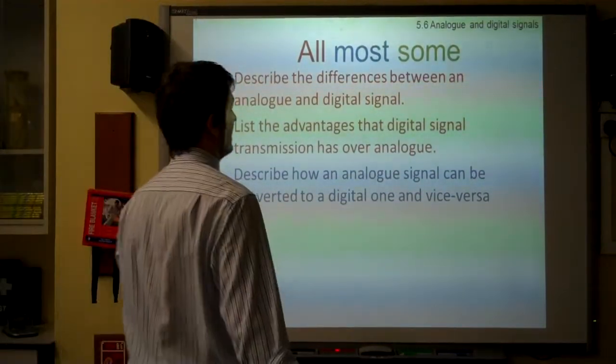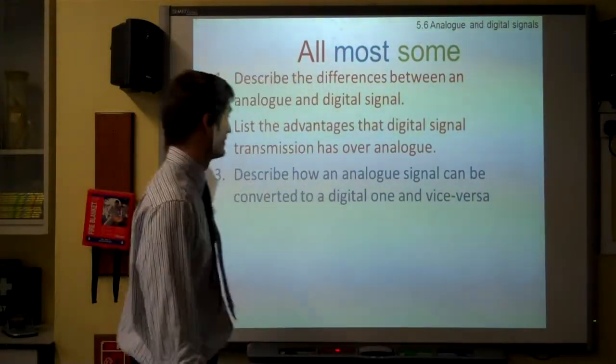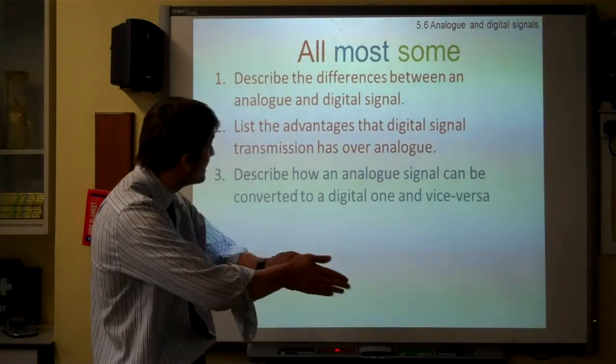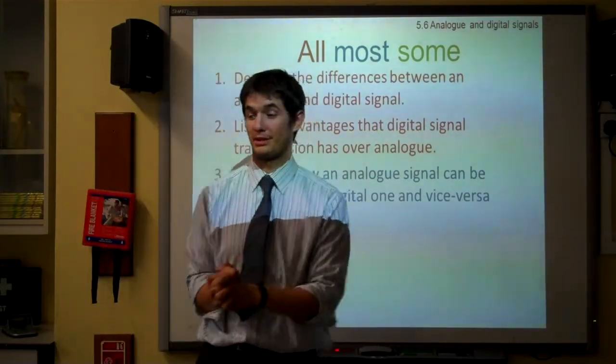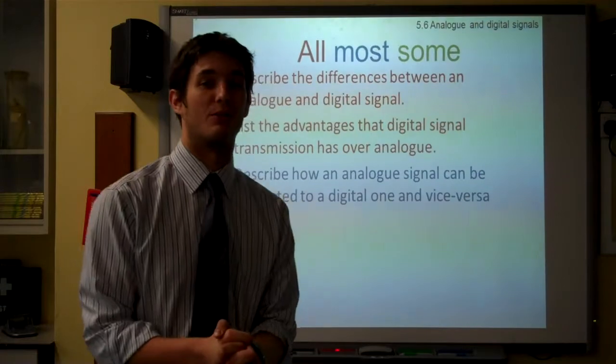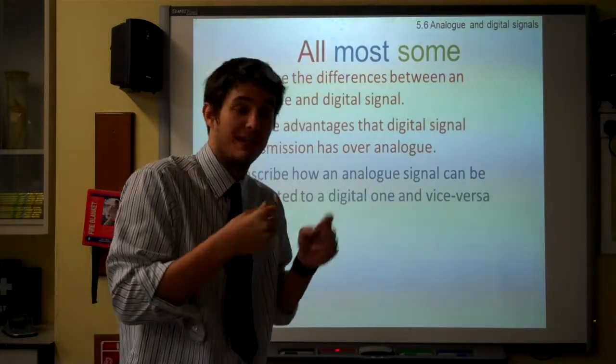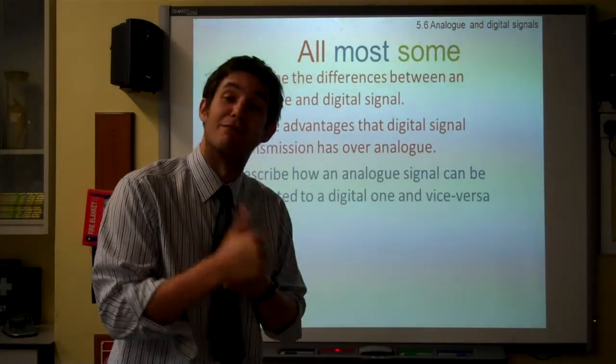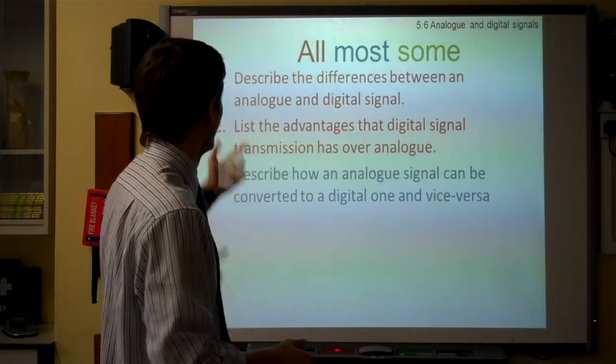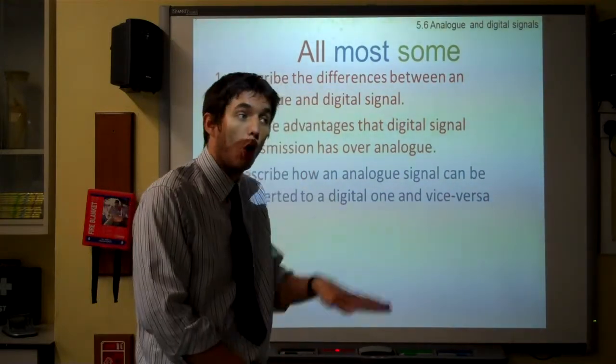Okay, that's one, analog and digital signals. You need to be able to describe the difference between an analog and a digital signal. It's really, really easy. Analog signals are continuously varying in either pitch, frequency or amplitude, and digital signals are either on or off.